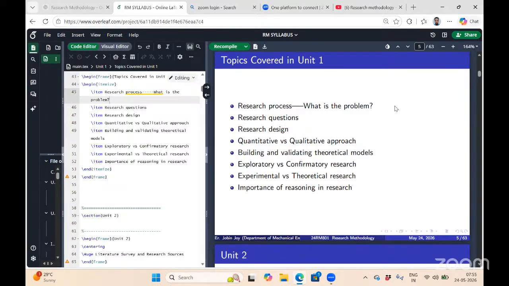So reasoning will be classified into two: deductive reasoning and inductive reasoning. So reasoning will improve critical thinking, problem solving, and scientific understanding. So proper reasoning will increase the research validity and reliability.